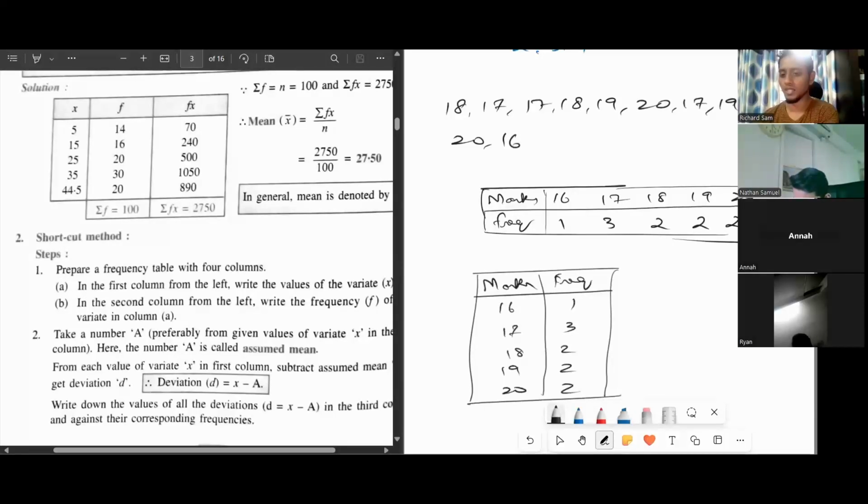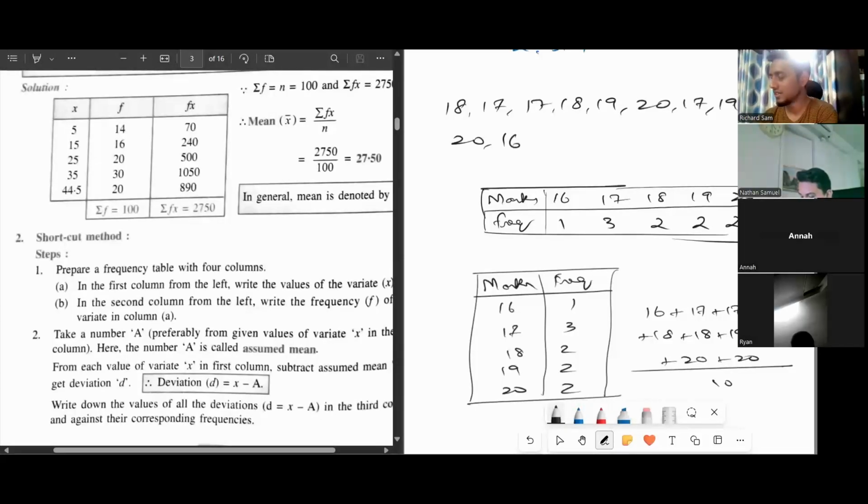If you're doing the normal method, we would do 16 plus 17. How many 17s are there? So 17 plus 17 plus 17. Right, you'll have to do 3 times. Plus 18 plus 18 plus, come on, tell me all of you, 19 plus 19 plus 20 plus 20. And that whole thing divided by 10.